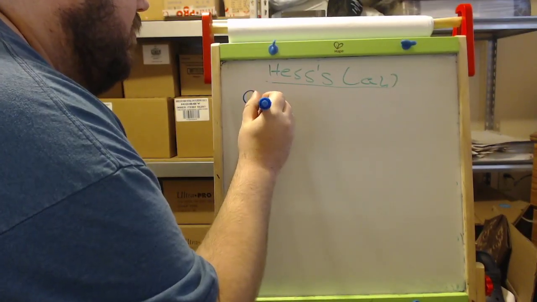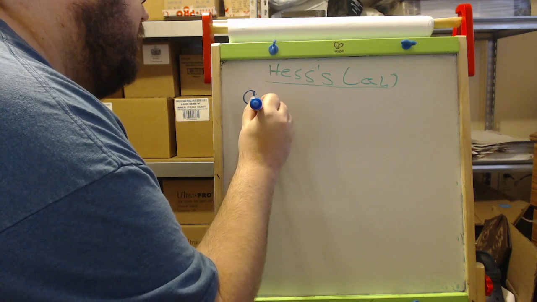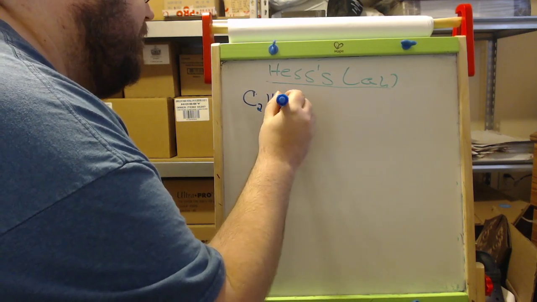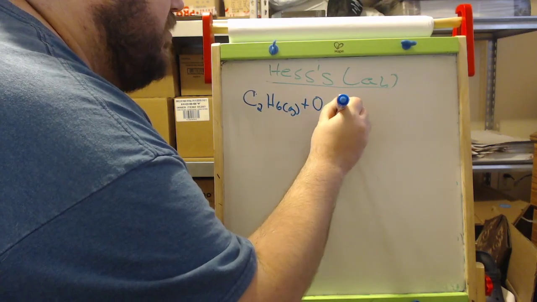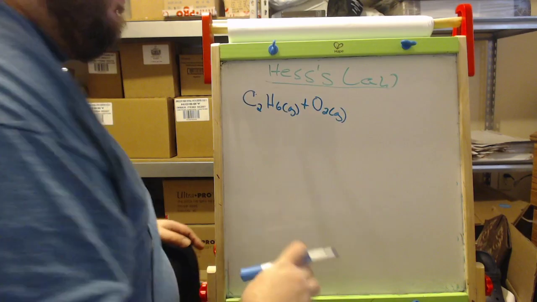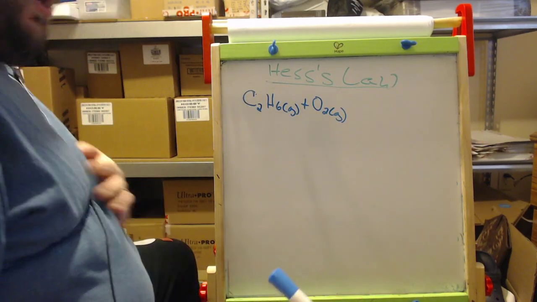Okay. Let's do C2H6 gas plus O2 gas. So this is known as a combustion reaction, burning in air. It always should have a negative delta H. It should always be giving off heat.